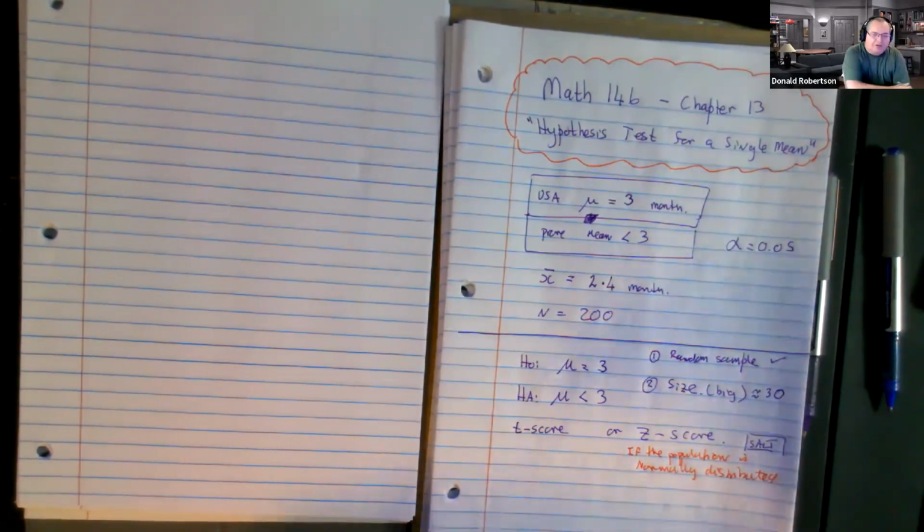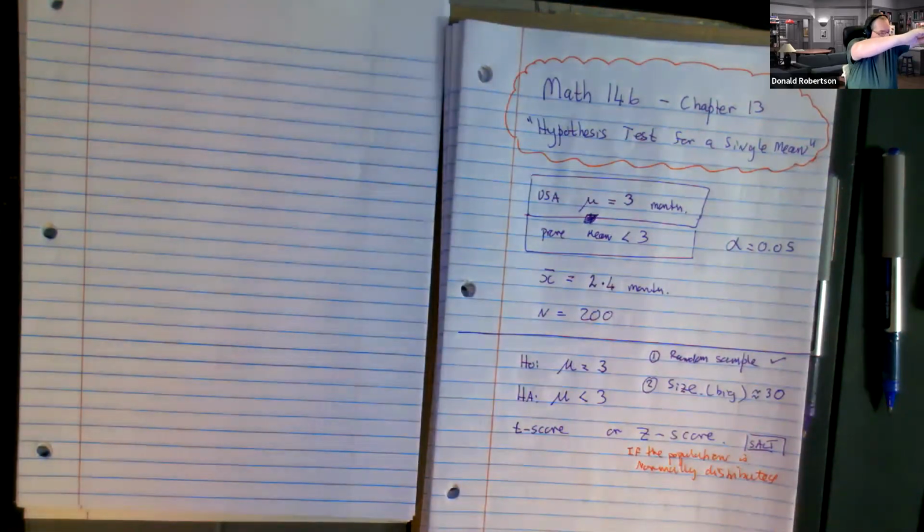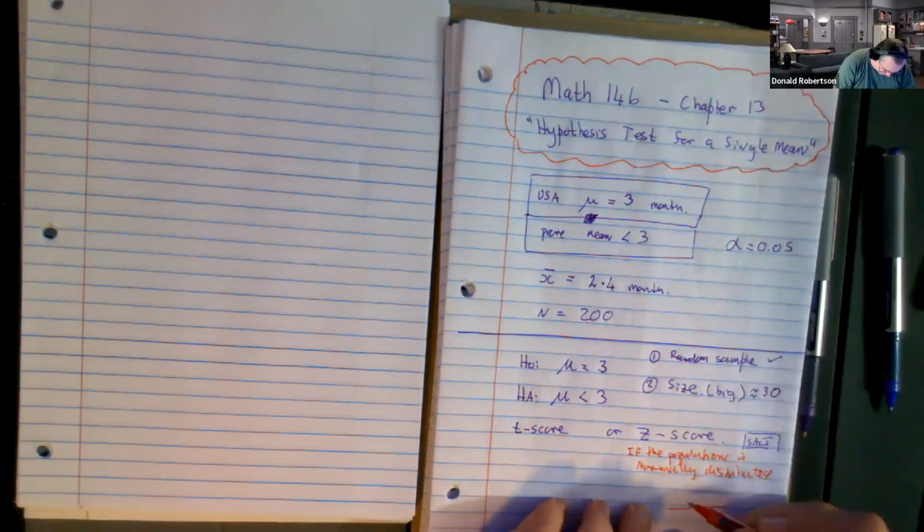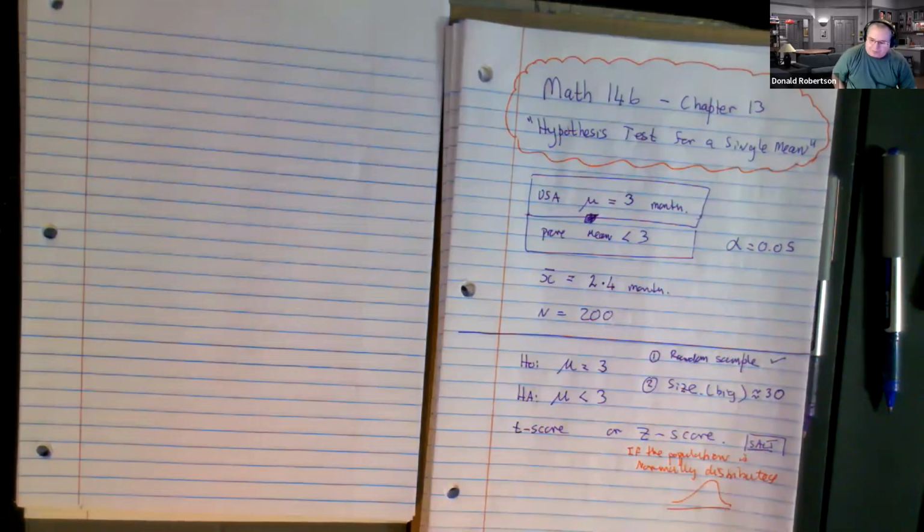So if they say to you, we know that the population is symmetric, right? You know the various names: symmetric, bell-shaped, normal, right? It looks like a hill. So if they say your data came from a sample that looked like that, you can use the z-score.